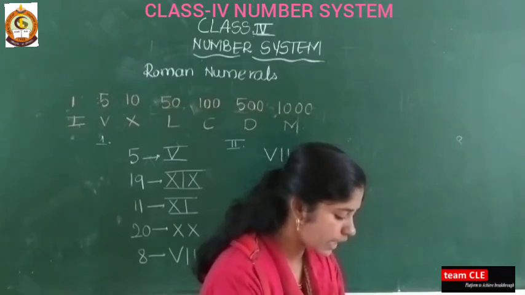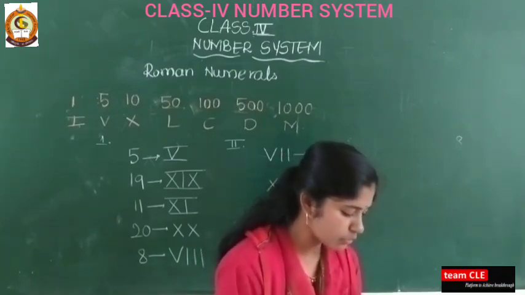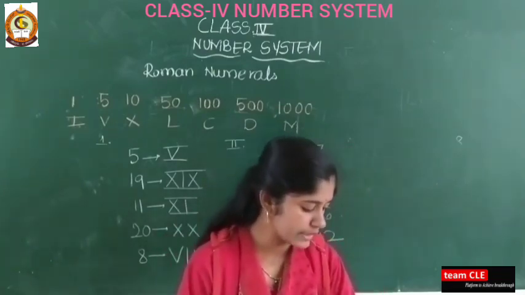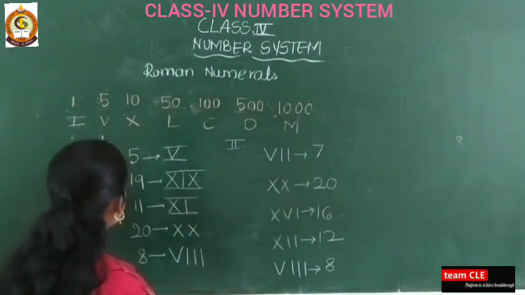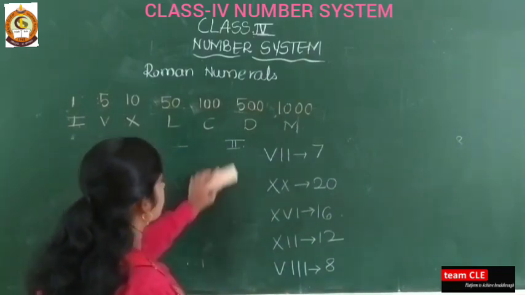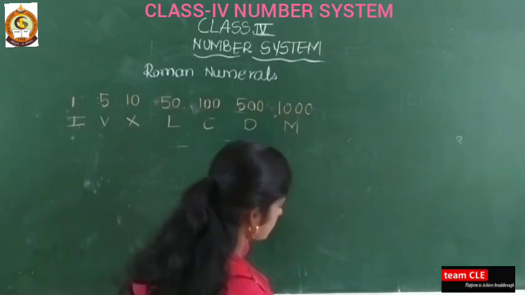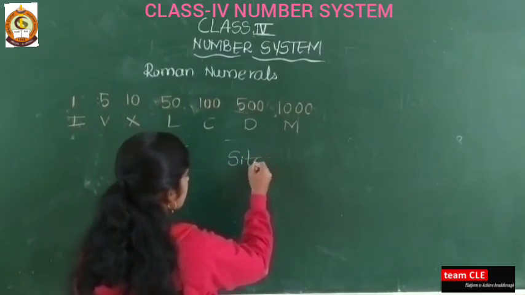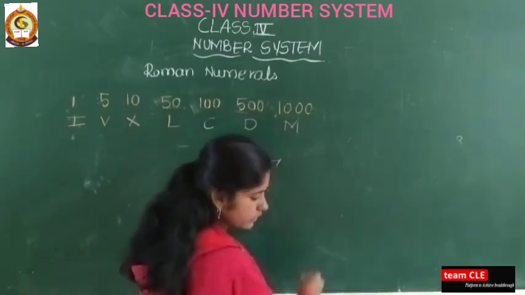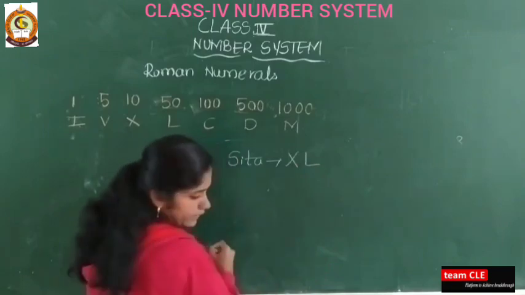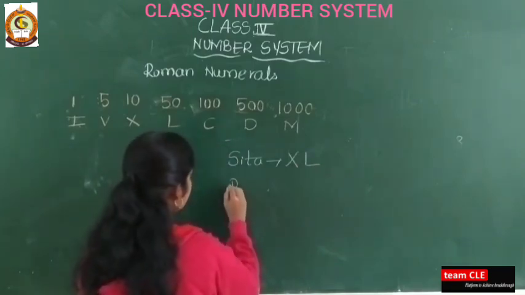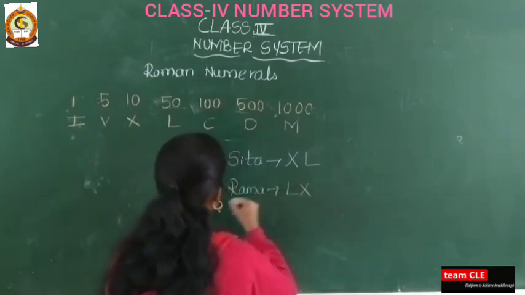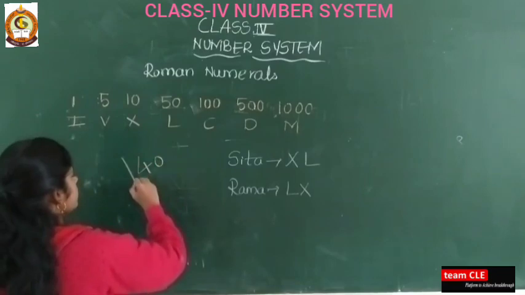Third main, Sita and Rama wrote 40 in Roman numerals. Sita wrote XL and Rama wrote LX. Who wrote it correctly? I will not write the question here, I will just discuss that story example. Sita wrote XL and Rama wrote LX. Then which one is 40? They are asking which one is correct.